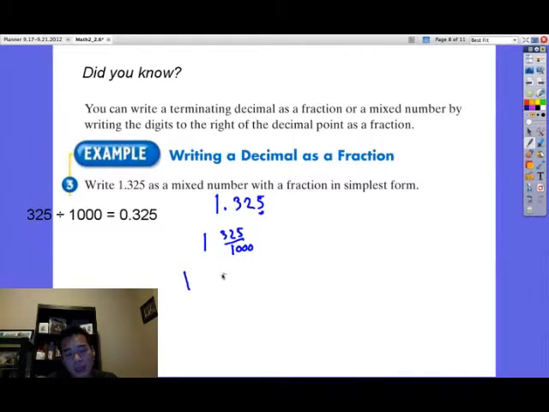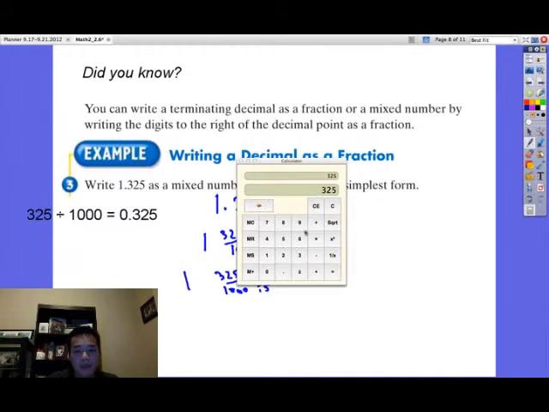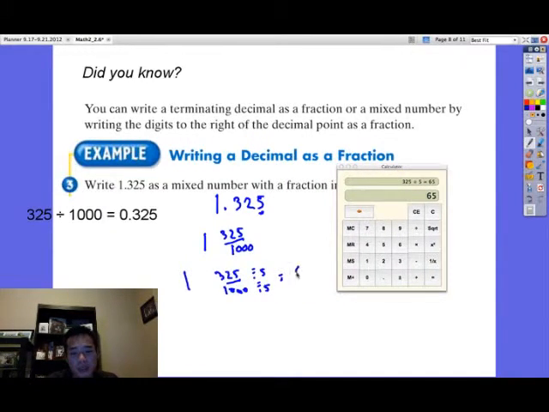So you leave the 1 alone, and then you play with the 325 over 1,000. You find a common factor. Well, you can go by any number you want that goes into both of these evenly. So I know that this is a 5, this is a 0, so I know that 5 goes into both of them, so I'm going to divide the top and the bottom by 5. You can go back to your calculator: 325 divided by 5, I get 65. And I know 1,000 divided by 5, you can do that mental math, check your work on the calculator, it should be 200.